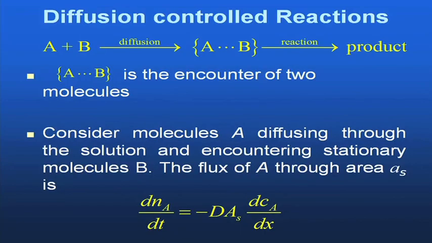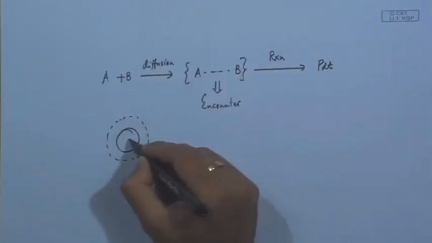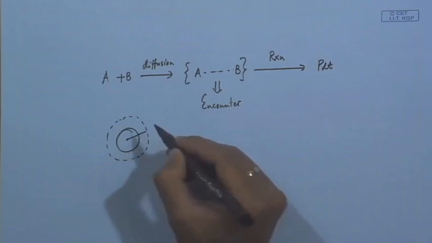So the flux of A through the area A_S, suppose you have this atom, and say this is A_S. Why A_S? Because A_S is basically your R_A plus R_B, R_AB.